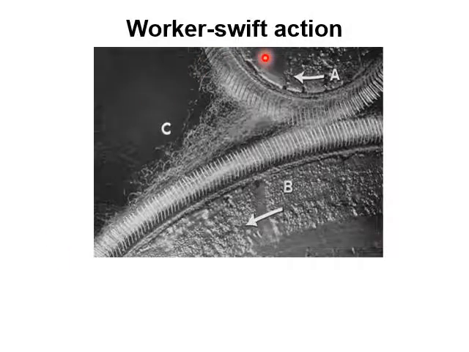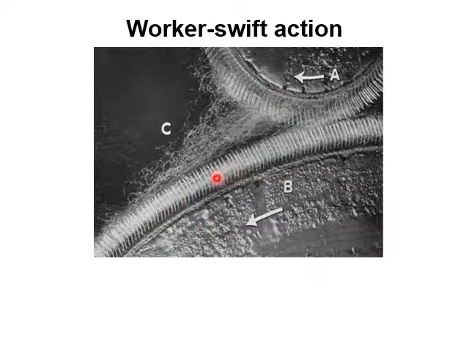Now the worker and swift action. B is the swift, A is the worker, and C is the tuft of fiber. The primary function of carding is the separation of tufts into individual fibers, which is called individualization of fiber. So basically the main individualization of fiber, or main carding action, takes place between the worker and the swift.